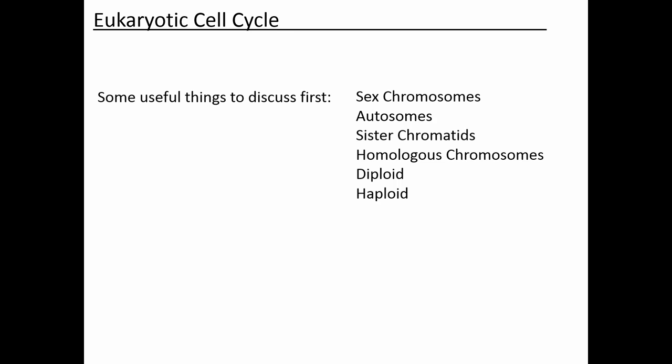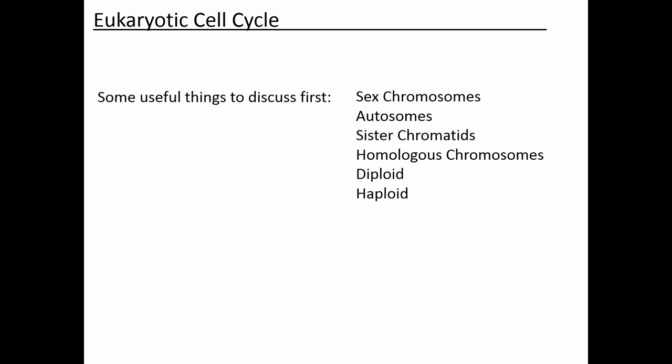So basically what happens is you're going to replicate all 46 chromosomes in the nucleus, and then initially you're still going to have 46 chromosomes, but every chromosome consists of a pair of sister chromatids. So you would have 92 chromatids total.